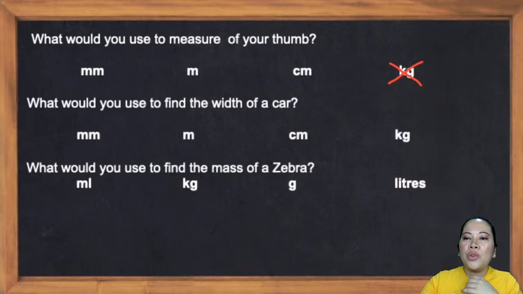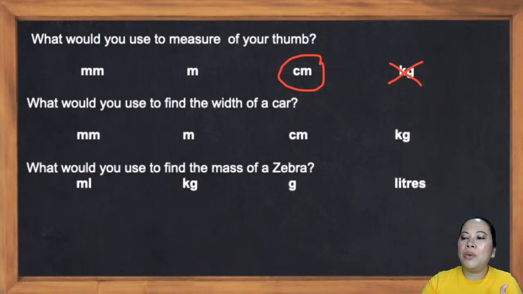When you try to estimate the length of your thumb, would you say it's around 0.002 meters or centimeters? Yes, you can use centimeters. That is right. Well done. So you can use centimeter to measure your thumb.